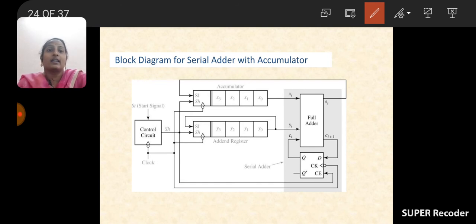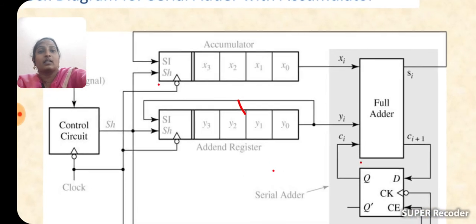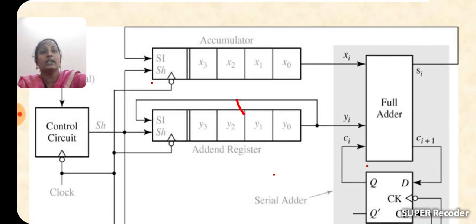Afterwards this carry is added to x3 and y3 and the result will be produced. Means in a serial adder, bit by bit the addition will be produced. Okay, in a serial adder, bit by bit only: x0 y0, next x1 y1, next x2 y2, x3 y3. But in a parallel adder all the bits will be added at the same time and produce the output sum and carry. But here all sum bits will be produced serially.